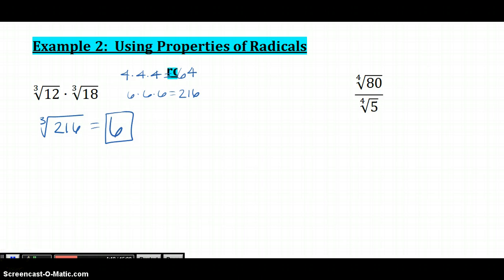The same thing happens when you're dividing. If it's both the same root, like this is the fourth root of 80 and the fourth root of 5, you can actually divide them. And when you divide 80 divided by 5, you get the fourth root of 16. 80 divided by 5 is 16. Then actually take the fourth root. It's asking what times itself 4 times is going to give you 16. Well, if you take 2 to the 4th, that equals 16. So your answer is 2.